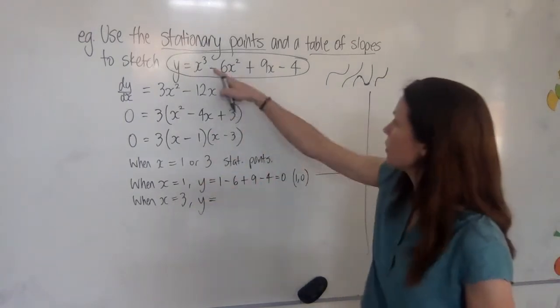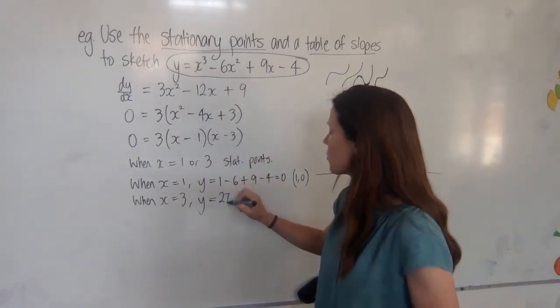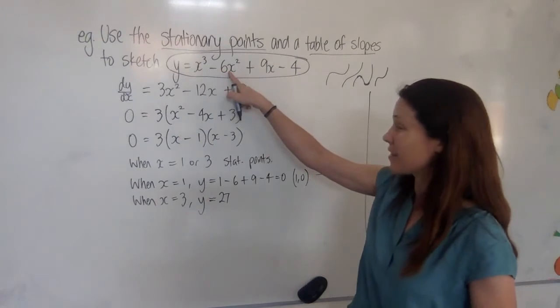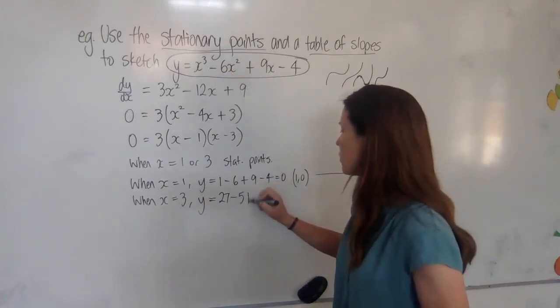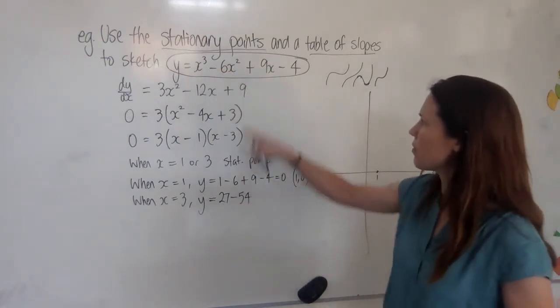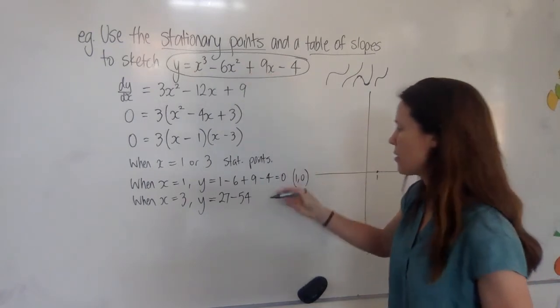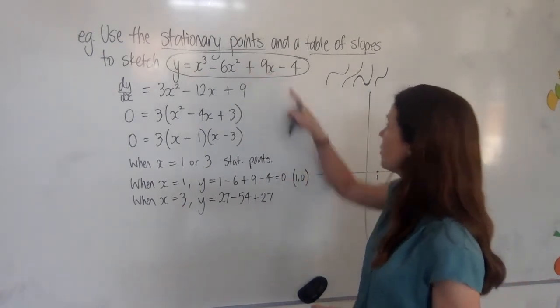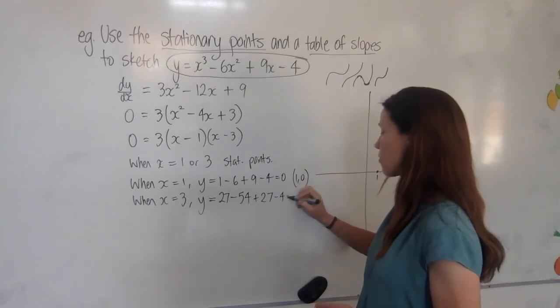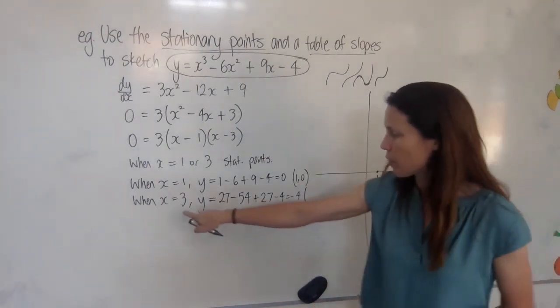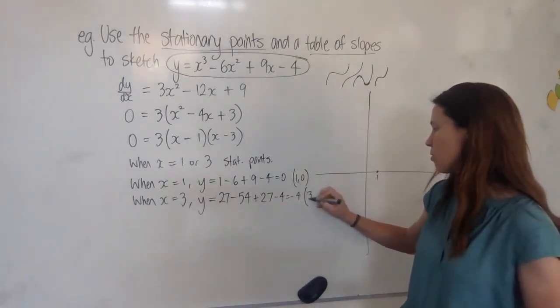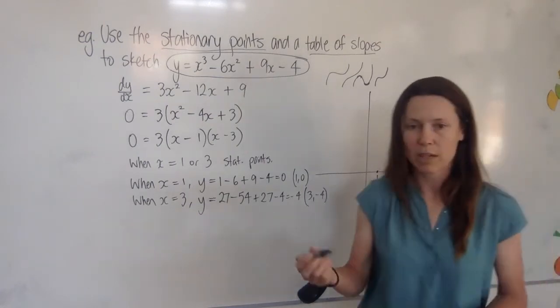Now if x is 3, we're going to have 3 cubed, which is 27, minus 6 nines, which is 54. So that's minus 27 so far, plus 9 threes, so plus 27, that gives me 0, minus 4, that will give me minus 4. So now I have the point 3, minus 4, and that's also a stationary point.